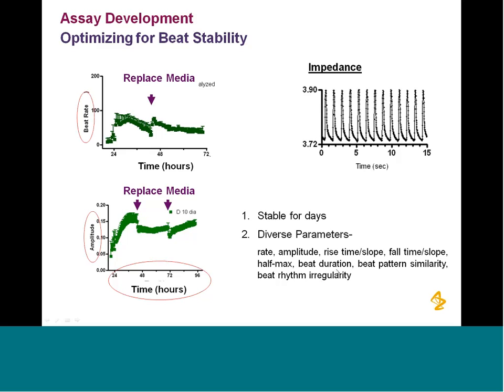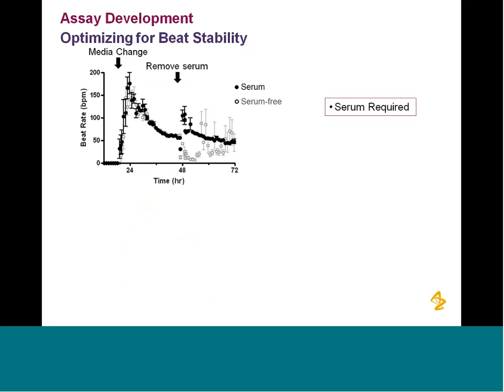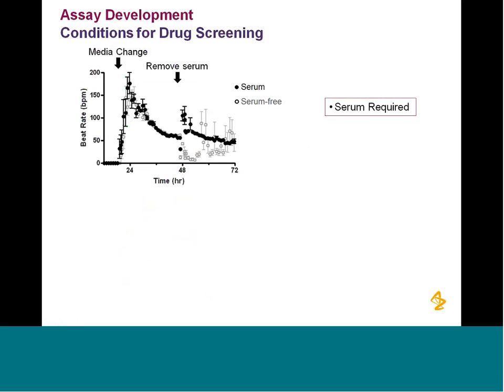So the initial assay development was fairly straightforward because the data quality was good. Now for screening, I'll show you a couple of additional experiments. First, we would like to remove serum so we don't have protein binding in our drug screening.